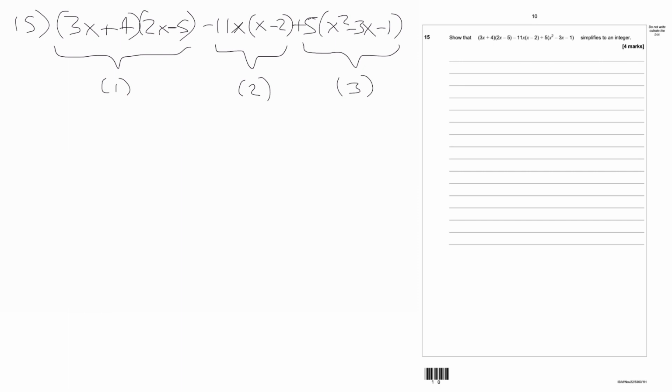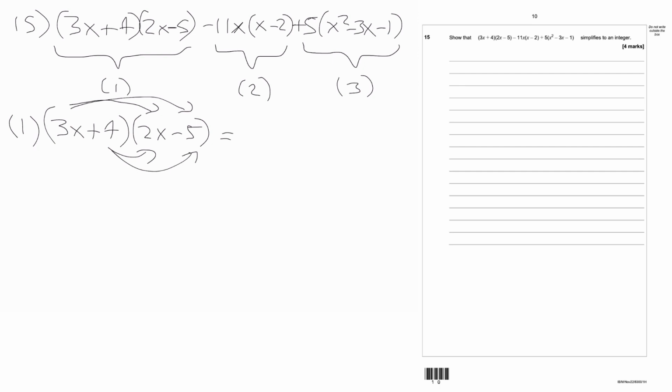So for part 1, 3x plus 4 times 2x minus 5. Let's expand these brackets. So we have this 3x times 2x, which is 6x squared. And then we have 3x times minus 5, which is minus 15x. Then we have the plus 4 times 2x, which is plus 8x. And we have the plus 4 times minus 5, which is minus 20. So we can tidy this up slightly in the middle. So we have 6x squared, and then the minus 15x plus 8x is just minus 7x, and we still have the minus 20 on the end.